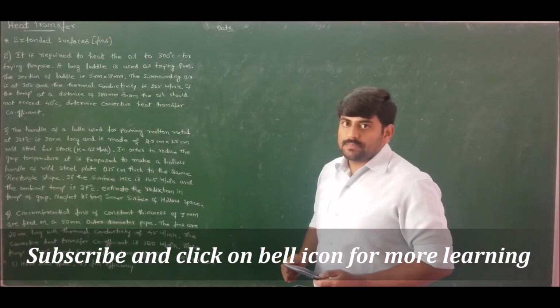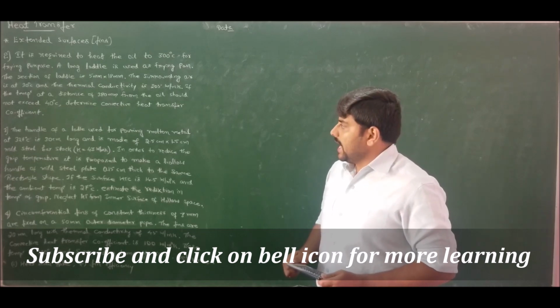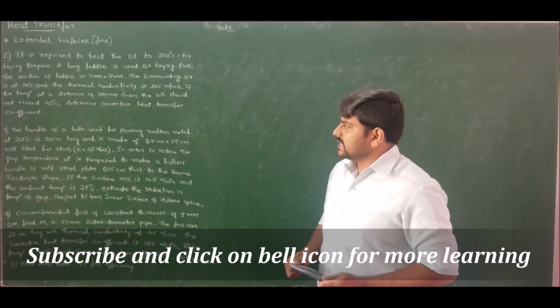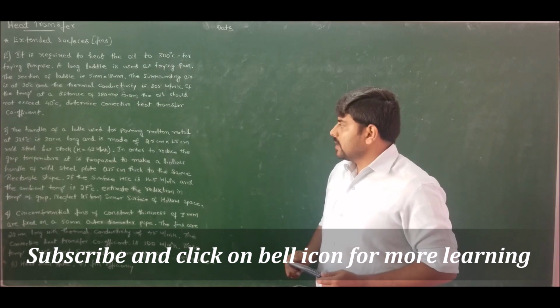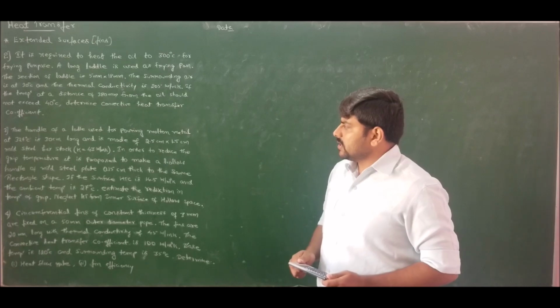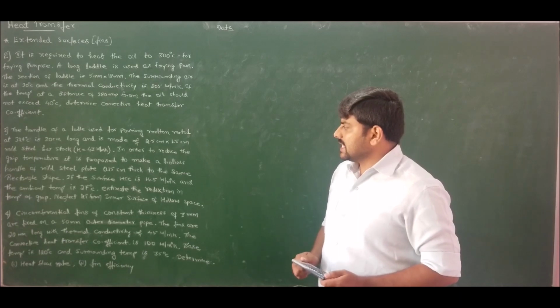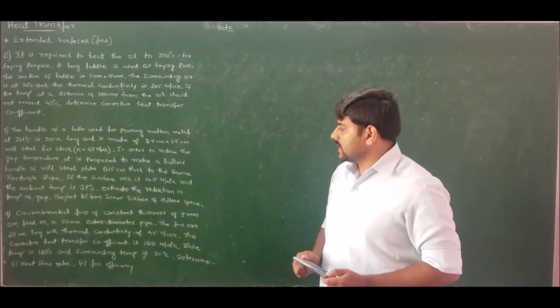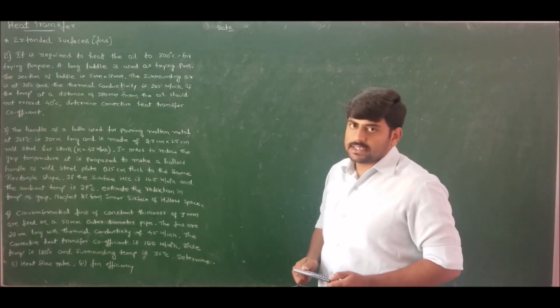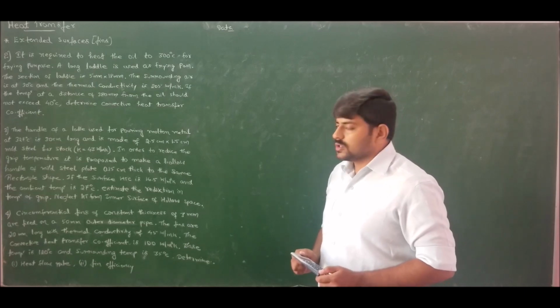Now moving ahead, problem number 3 states that the handle of a ladle used for pouring molten metal at 327 degrees Celsius is 30 cm long and is made of 2.5 cm by 1.5 cm mild steel bar stock of thermal conductivity 43 watt per meter Kelvin. In order to reduce the grip temperature, it is proposed to make a hollow handle of mild steel plate of 0.15 cm thick to the same rectangular shape. If the surface heat transfer coefficient is 14.5 watt per meter square Kelvin and the ambient air temperature is 27 degrees Celsius, estimate the reduction in temperature of grip, neglecting heat transfer from the inner surface of the hollow space.